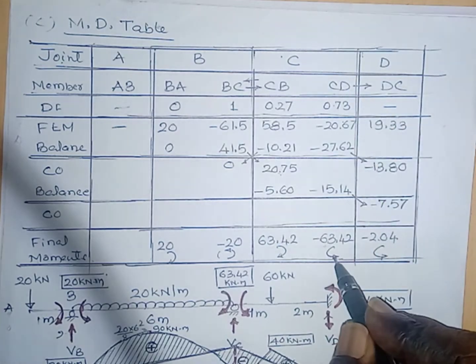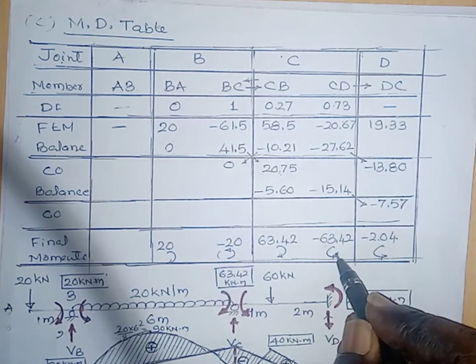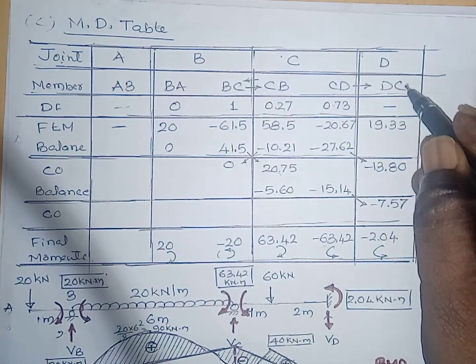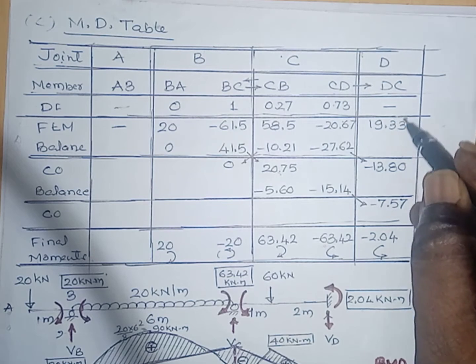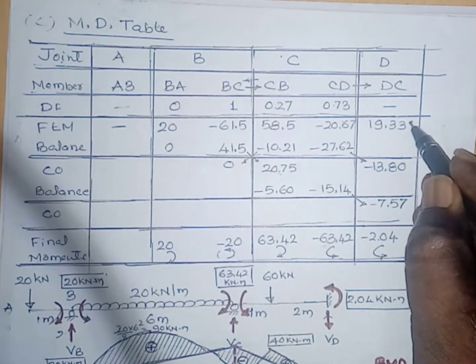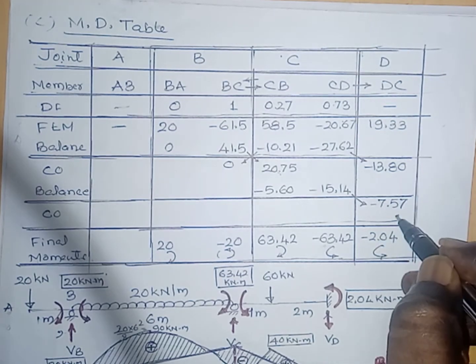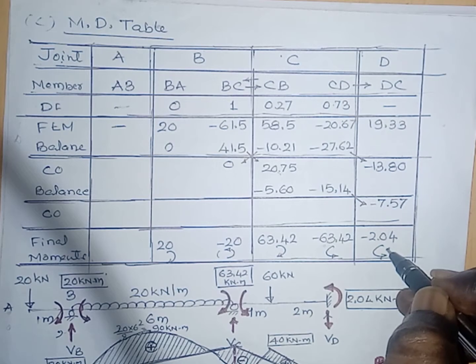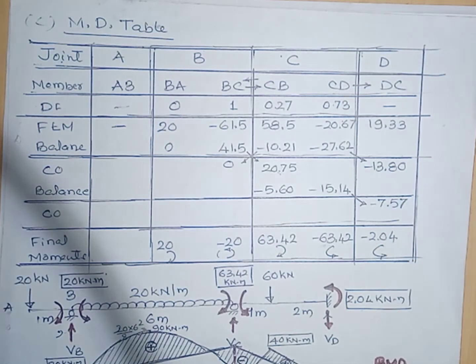Then at CD, by adding all these things, that is minus 63.42, that one is anti-clockwise. Then at DC, that is MDC, by adding 19.33 minus 13.8 minus 7.57, you will get the summation as minus 2.04. That means that is also anti-clockwise.